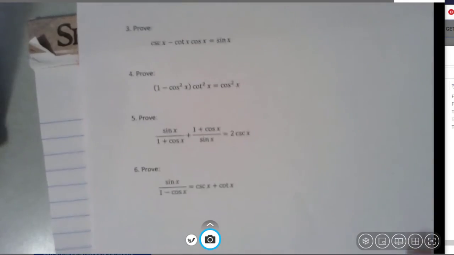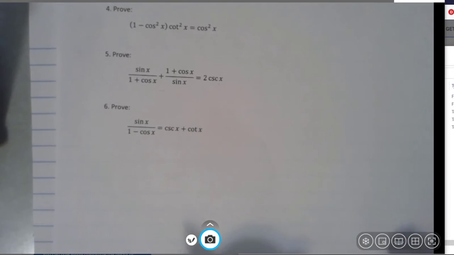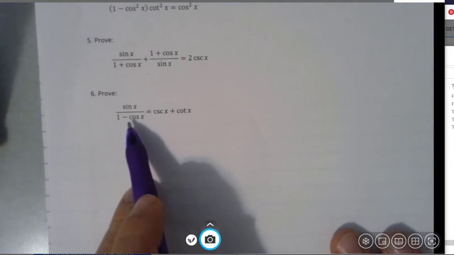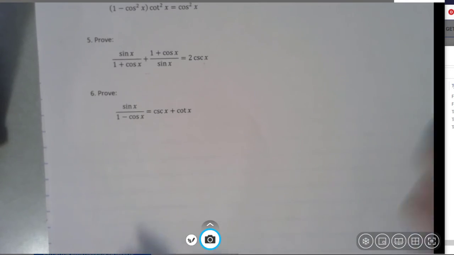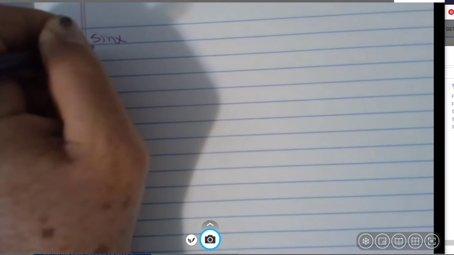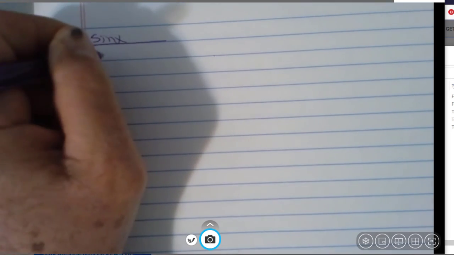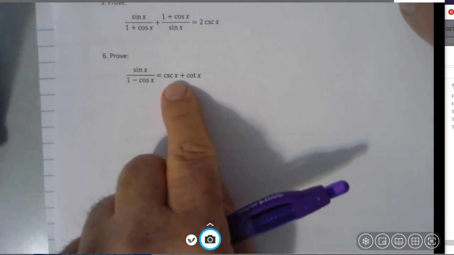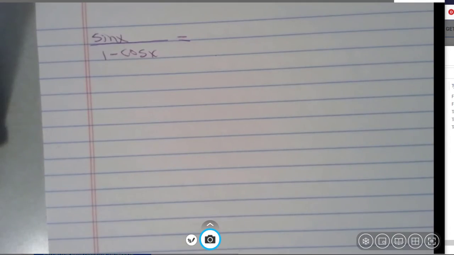All right, if you have hung in there till now, my congratulations and thanks to you. So this is our last proof. Sine of x over 1 minus cosine of x is equal to cosecant x plus cotangent x.